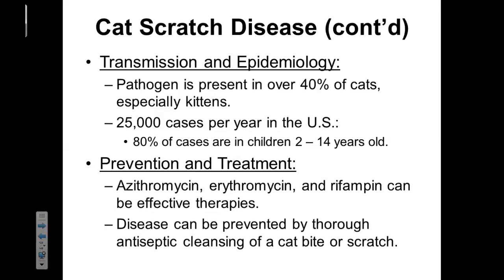Generally speaking, this pathogen is present in about half of the cats in the United States, or 40% of the cats in the States, but especially within kitten populations. There are approximately 25,000 cases of cat scratch fever every year within the United States. The vast majority of those cases are going to be in populations that are at increased risk of getting scratched or bitten by a cat, so 2 to 14-year-olds, with a higher emphasis towards the toddler age range, because those are the young children that are learning how to play nice with cats and oftentimes get clawed or bit by cats as they're learning to play nice with those kitties.